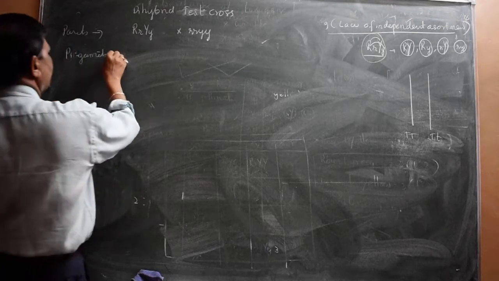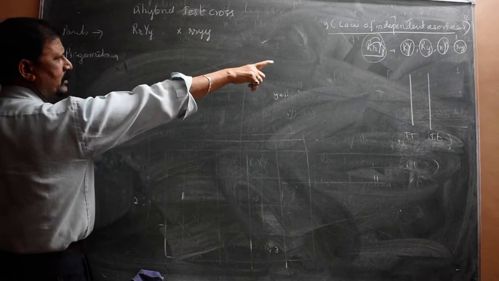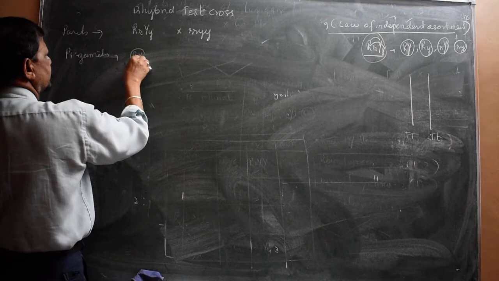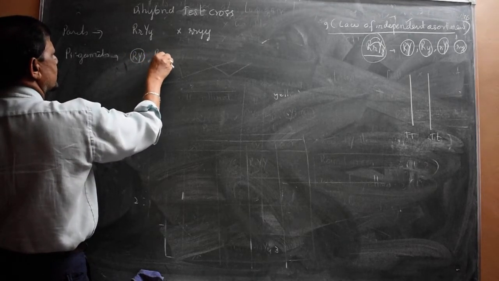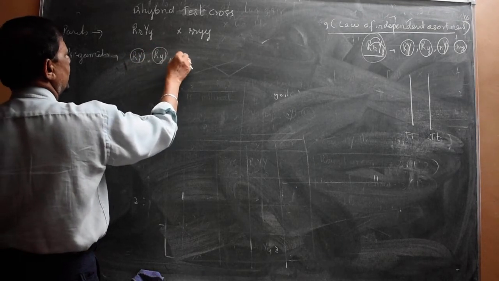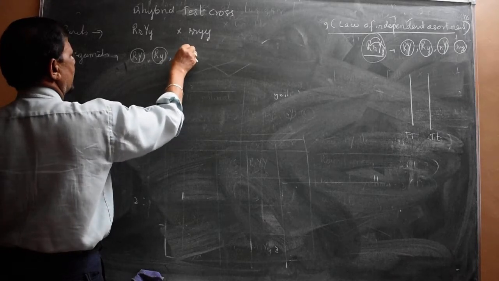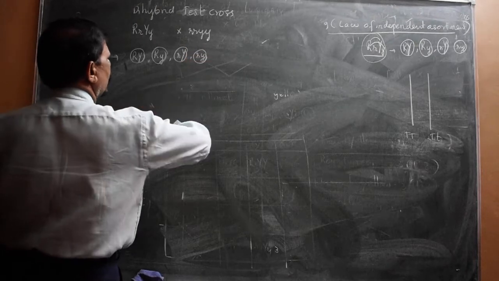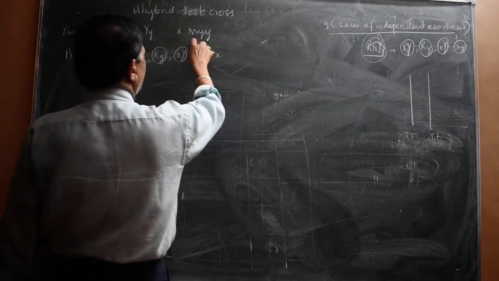P1 gamete, what is it? The gametes we have separated are like this: capital R, capital Y, this is one. Then capital R, small y, this is another one. Then small r, capital Y, and the last one, small r, small y. And this one is homozygous.